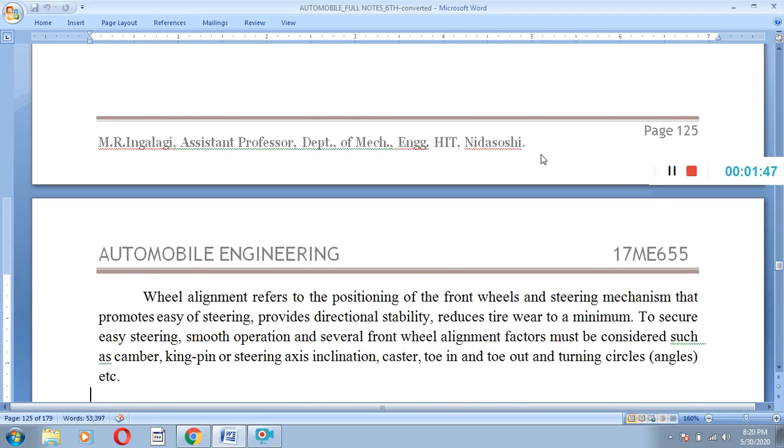The wheel alignment refers to the positioning of the front wheels and steering mechanism that promotes ease of steering, provides directional stability, and reduces tire wear to a minimum. To secure easy steering and smooth operation, several front wheel alignment factors must be considered, such as camber, kingpin or steering axis inclination, caster, toe-in and toe-out, and turning circles, etc.